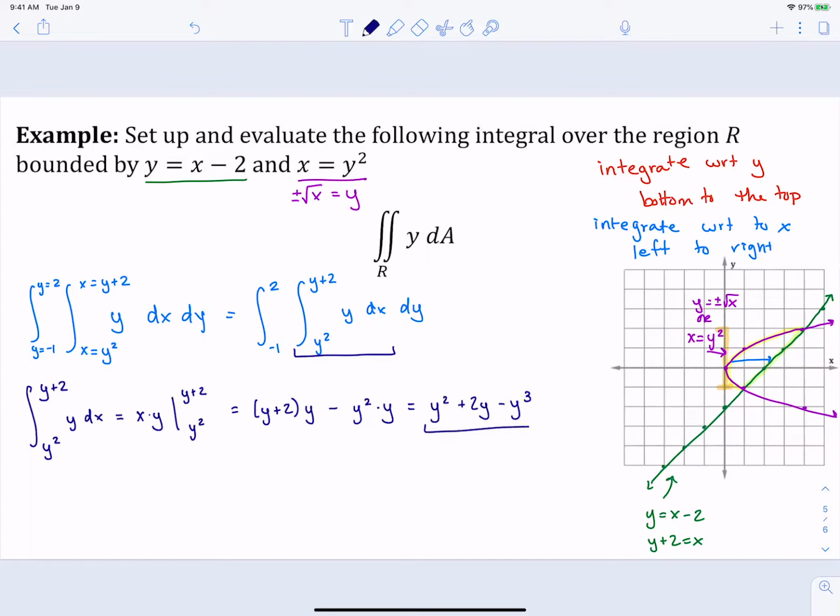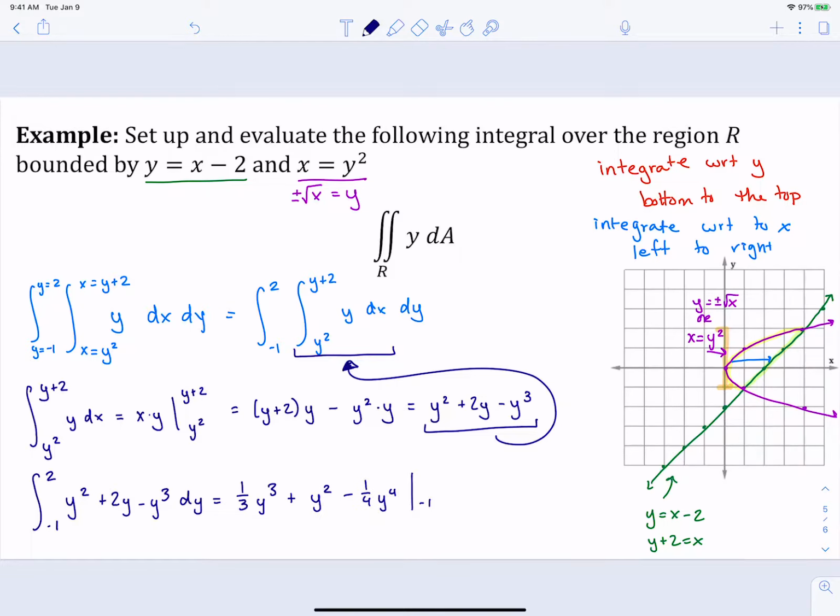Now this expression is going to go in for that inside integral, because that's what we got from evaluating it. So now we're going to do the integral from -1 to 2 of y squared plus 2y minus y cubed dy. So we get 1/3 y cubed plus y squared minus 1/4 y to the 4th from -1 to 2. I'm assuming you guys can plug those numbers in. I'm sure you can. And you get 9/4, or as a decimal, 2.25.